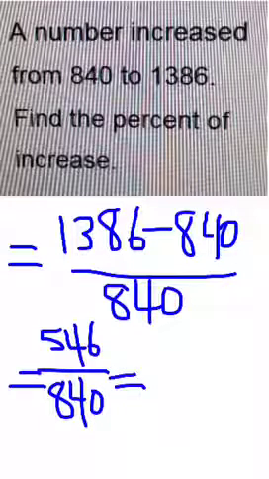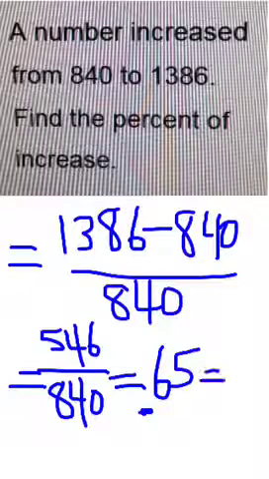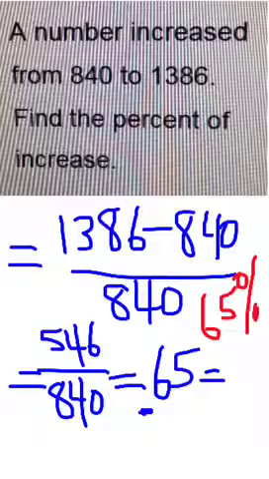Now at this point you can use a calculator. You don't necessarily have to show your work. Just show your setup that is required. So we divide 546 by 840, giving us 0.65. Move your decimal 2 places to the right to convert the answer into a percent. So the percent of increase is 65%.